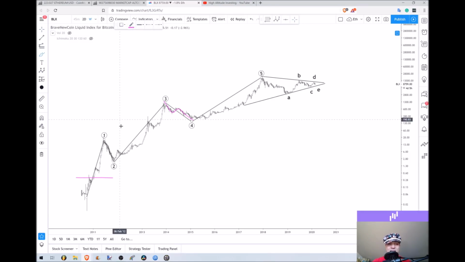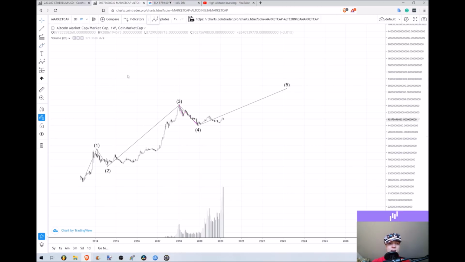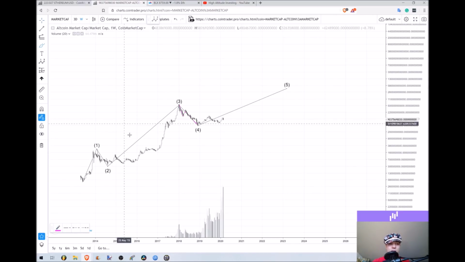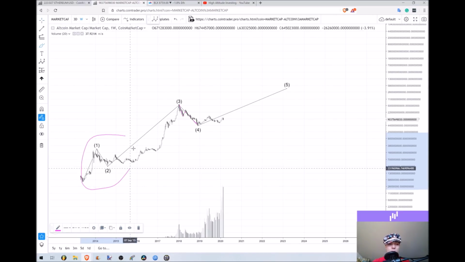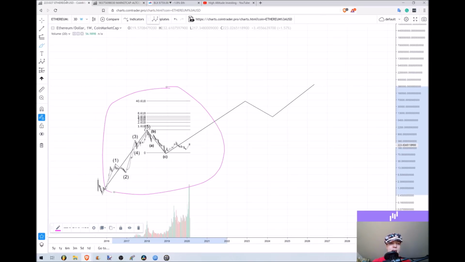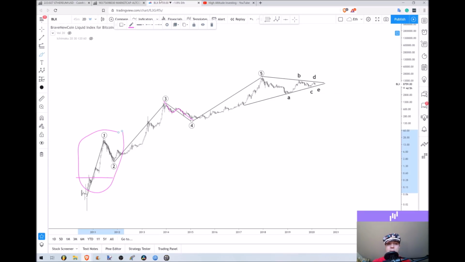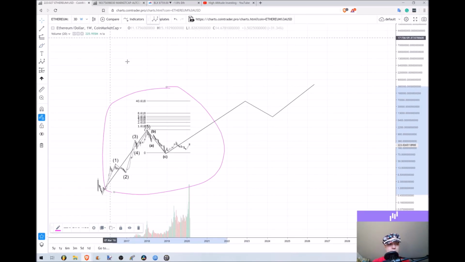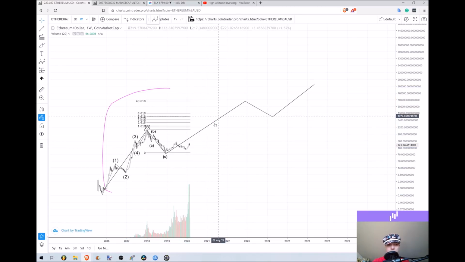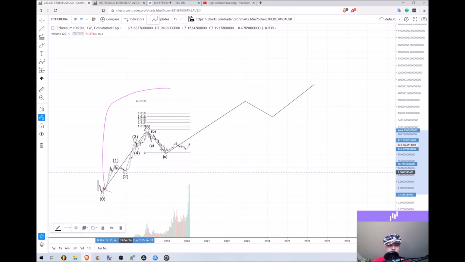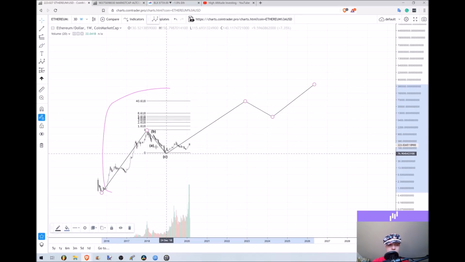So what does that mean, you guys? Well, this right here is the 1 wave in Bitcoin. This right here is the 1 wave in altcoins, the total altcoin market cap. And this right here is the 1 wave in Ethereum. And so that means that Ethereum, I'm going to go ahead and delete this circle here. And I'll delete the subwaves inside of that wave.